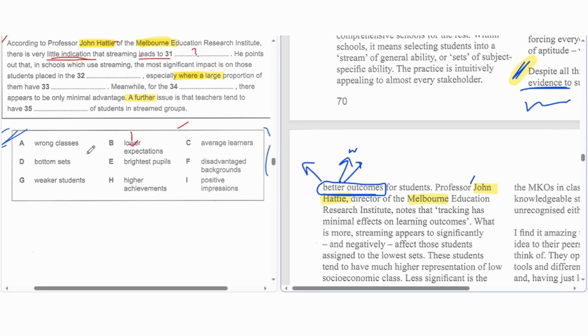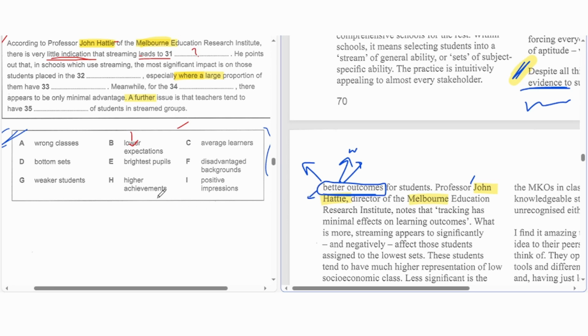Now you find out. Wrong classes? No. Wrong classes never indicate the better outcomes. Lower expectation? Not really. Average learners? No. Bottom set? No. Brightest pupils? No, brightest pupils is a good student, but they're talking about the result. Disadvantaged backgrounds? No. Weaker students? No. Higher achievements? Yes. Better outcomes, higher achievements.